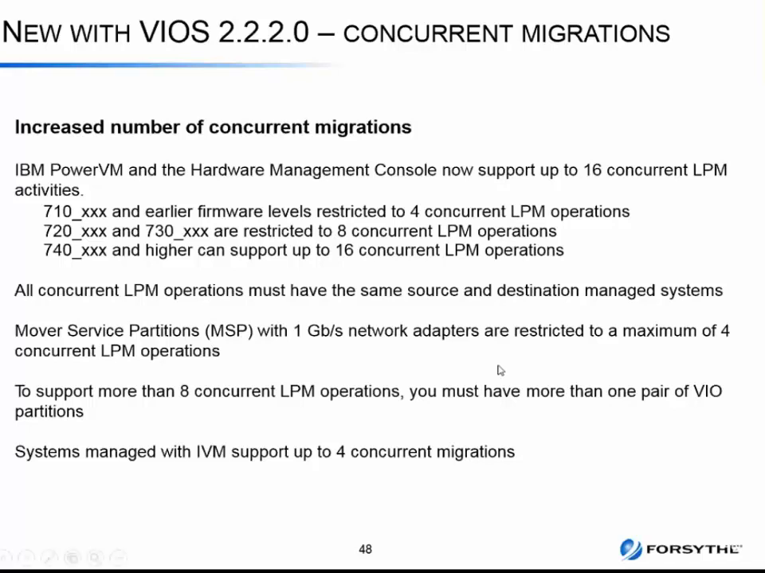If you only have gigabit adapters to your MSPs, you're restricted to 4. And if you want to get above 8, you have to have more than a pair of VIO servers. What that really is speaking to is, if you want to do 16 at a time, then you're going to typically have 4 VIO servers. So just a couple of things to predict concurrent migrations.